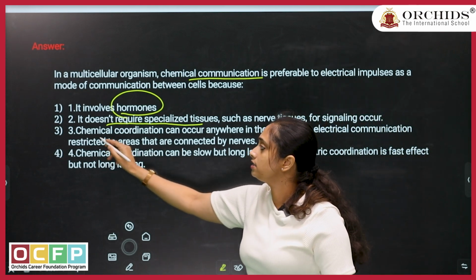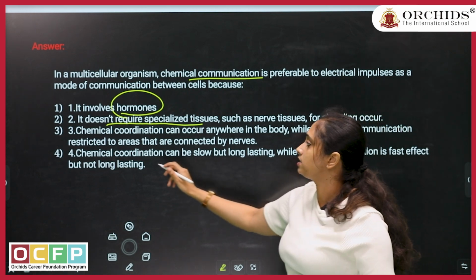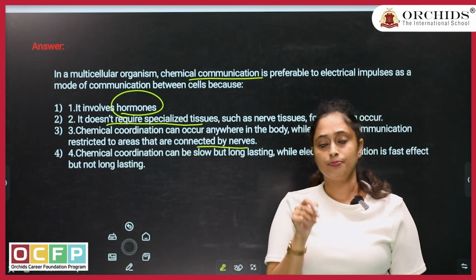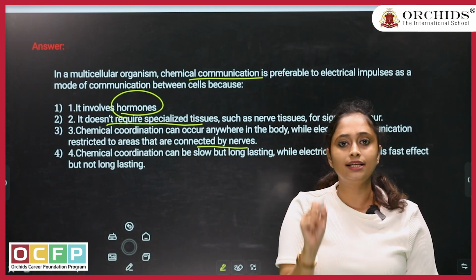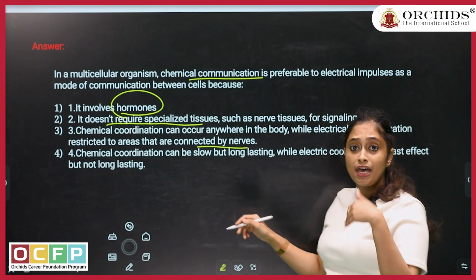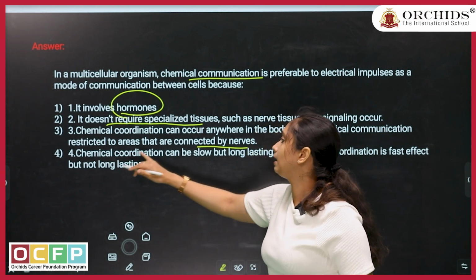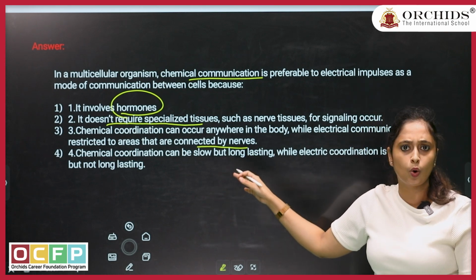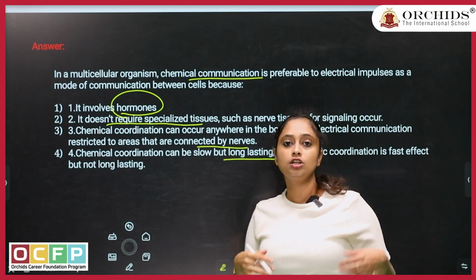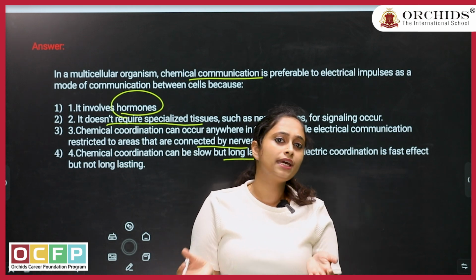Now the third advantage is that chemical coordination can occur anywhere in the body, while electrical communication is restricted to areas that are connected by nerves. I already told that. Wherever the nerve is present, in that area only are we able to transfer the electrical impulse. So that is one disadvantage of electrical or nervous communication. Now the last point: chemical coordination can be slow. It will be a slow effect but long lasting. But in the case of electrical coordination, it is a fast effect but it will not be long lasting.